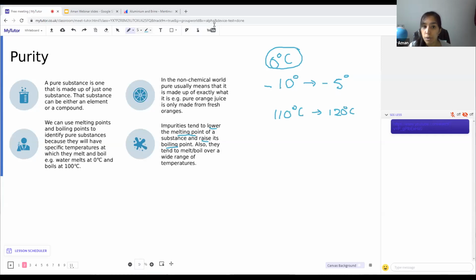Someone's asking, what's the difference between mineral water and tap water? That's a good question. Mineral water tends to come directly from the source, whereas tap water tends to come from your local water provider. For example, mineral water tends to be bottled water that comes from the source. They tend to purify that water, whereas tap water is purified, but it's done by your local water provider. Okay.